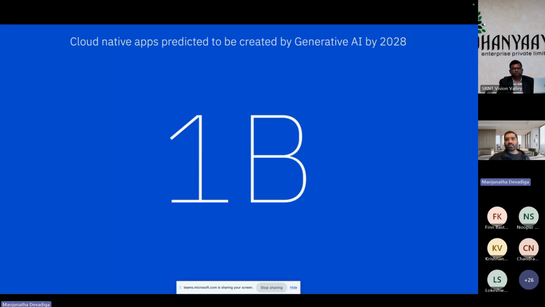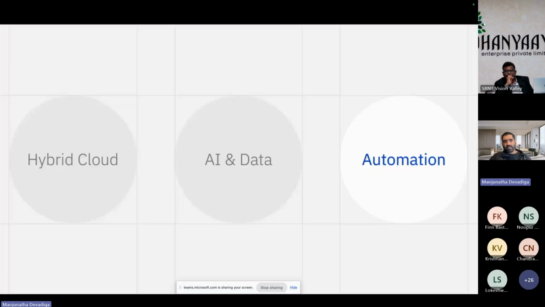What is foreseen is around 1 billion applications created by Gen AI by 2028. So here you're not even talking about people creating these applications. These applications are created by artificial intelligence automatically based on the scenario that you want, right? So that is the power that we are talking about. So this is the stage which I wanted to set.